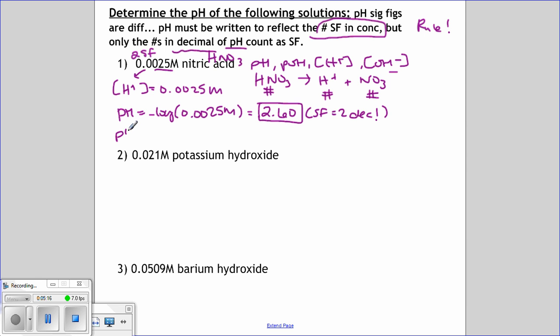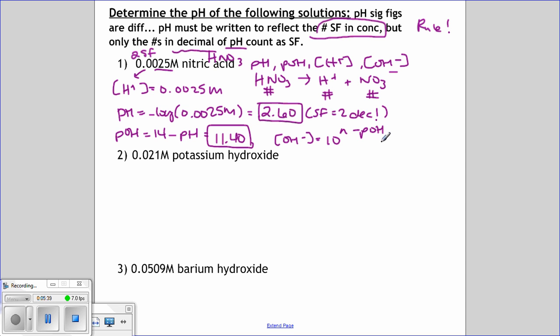So pOH is equal to 14 minus the pH, because of the formula pH plus pOH is equal to 14. Therefore, the pOH is 11.40. Last thing to figure out is the OH concentration. The OH concentration is equal to 10 to the negative pOH.